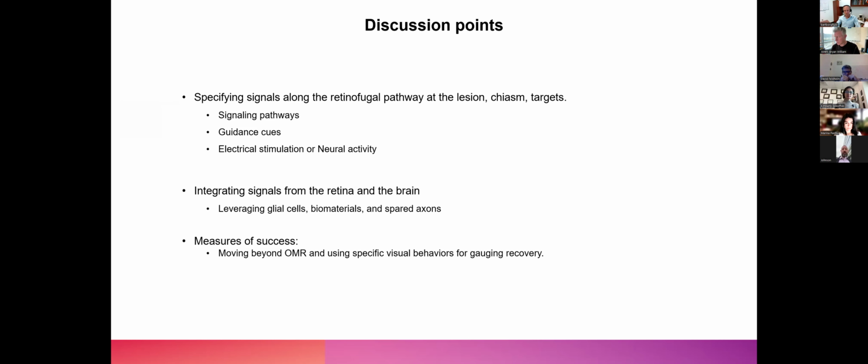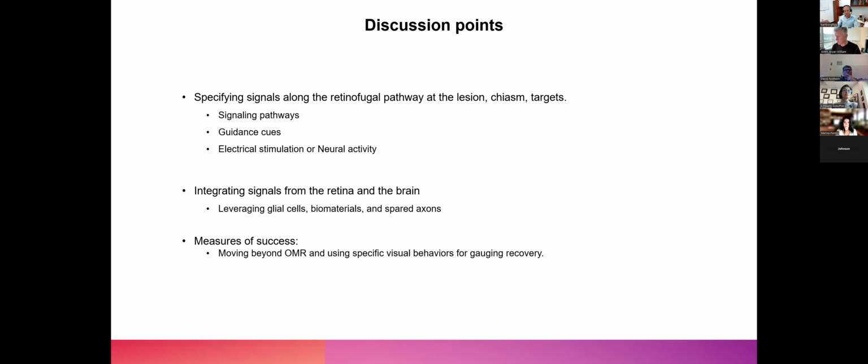And I think one important consideration that Elizabeth also brought up is considering non-neuronal cells, right? Glial cells are very important. At the chiasm, the radial glia are some of the cells that specify these guidance cues. Biomaterials have been used in spinal cord injuries to express some of these molecular cues, and how can we leverage that here?